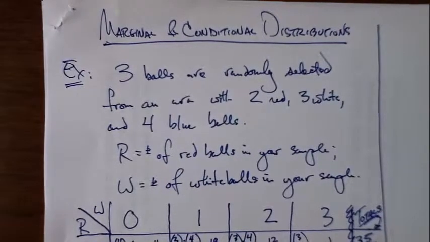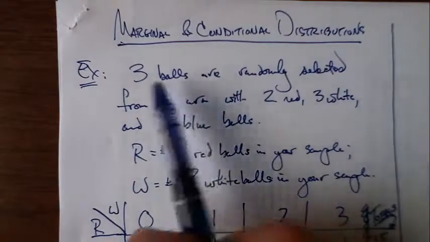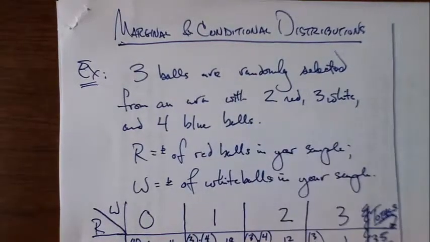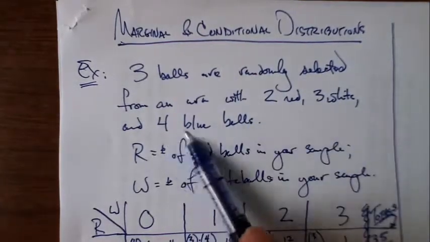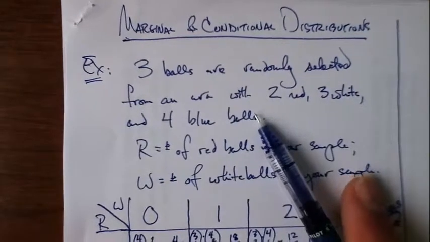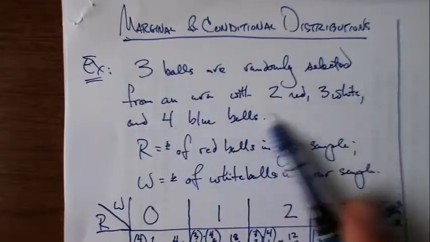Marginal and conditional distributions. Okay, this is great. Three balls are randomly selected from an urn with 2 red, 3 white, and 4 blue balls. We've seen this setup before in a previous example, right? You're going to pick 3 balls from these 9 balls.